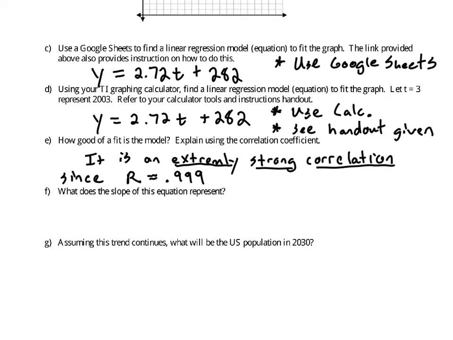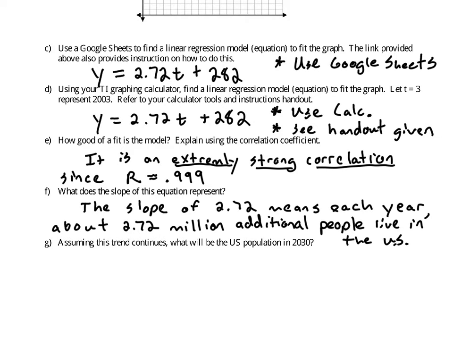So in part E, we're asked how good of a fit is the model or our line, and explain using the correlation coefficient. Well, if you remember the line that we drew on the graph, it nearly hit every point, and the points that it may have missed were very close to the line. When you produce that equation, you will also see with your graphing calculator and on Google Sheets the R value, and in this case it was 0.999. Remember, that is very, very close to 1, which is the maximum possible value. So with that, along with our picture, it's pretty easy to see that there's an extremely strong correlation between time and population.